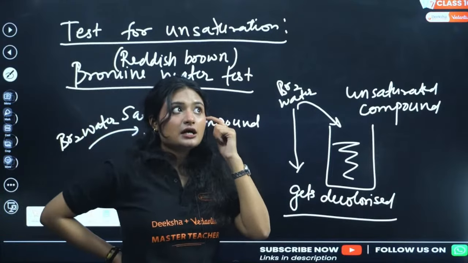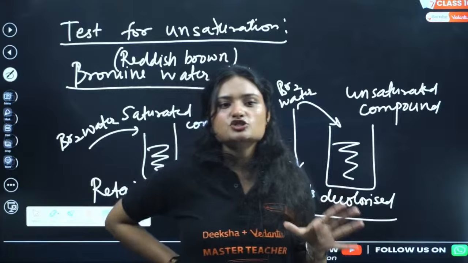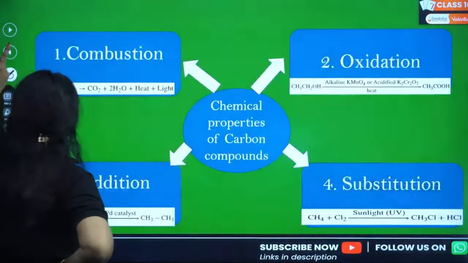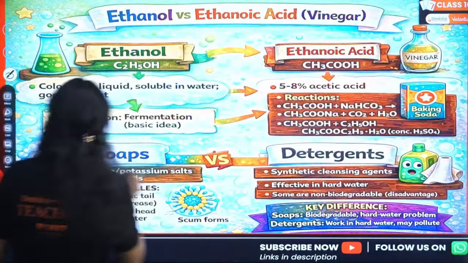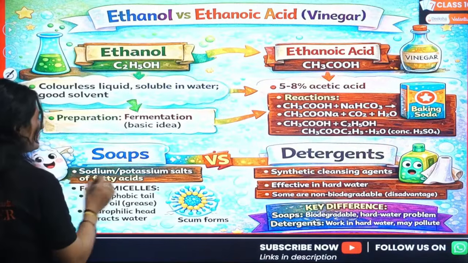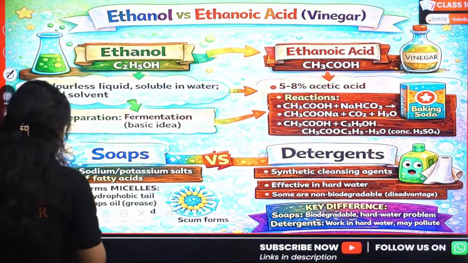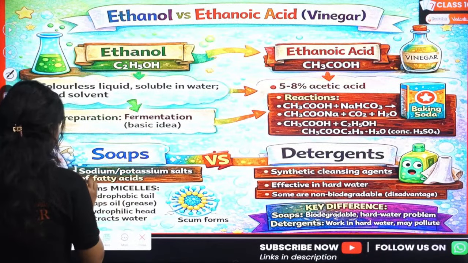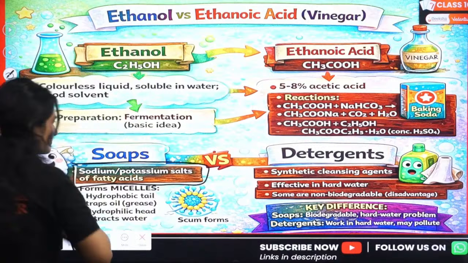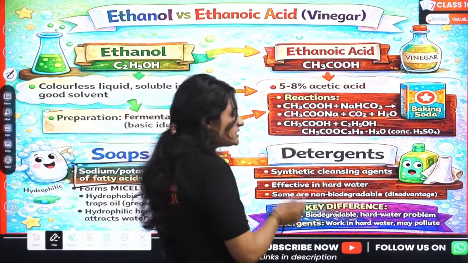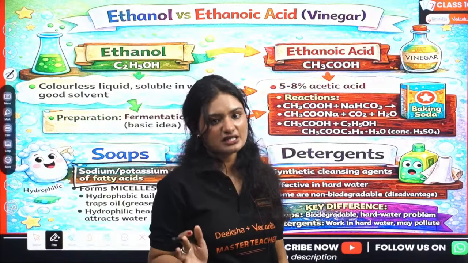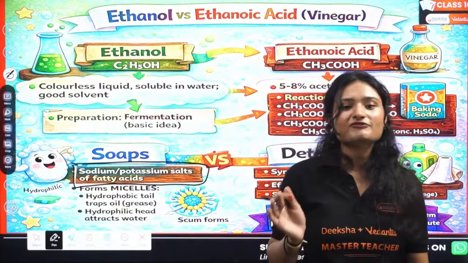We have left soap and detergent. So what are soaps and what are detergents? Let me quickly discuss it with you. Soaps are sodium or potassium salts of fatty acids. Then we have detergents. What are detergents? They are ammonium or sulfonated salts of fatty acids.